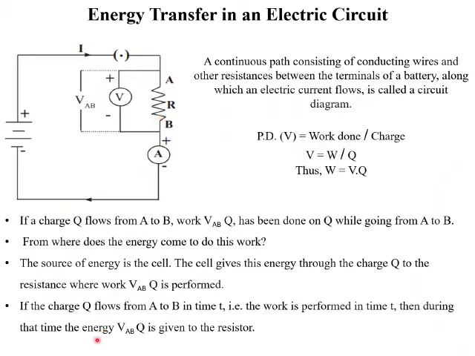Now here we have the word energy. Instead of energy we can even say work done. So in future, even if energy is written, we can consider it to be the work done. So here we have the term energy equal to VABQ that is given to the resistor, but it is one and the same. That is, work done is also equal to VABQ.